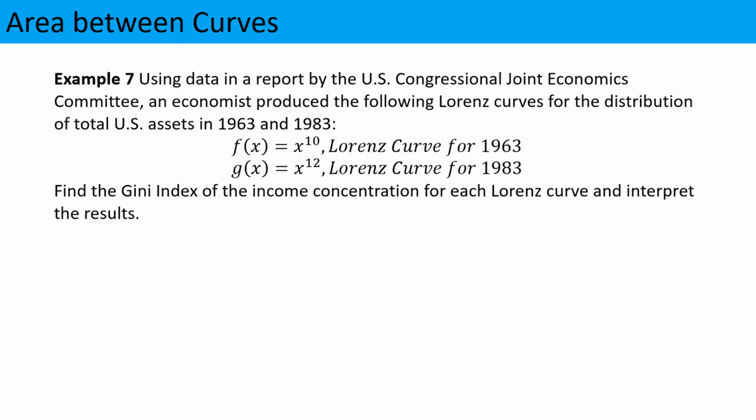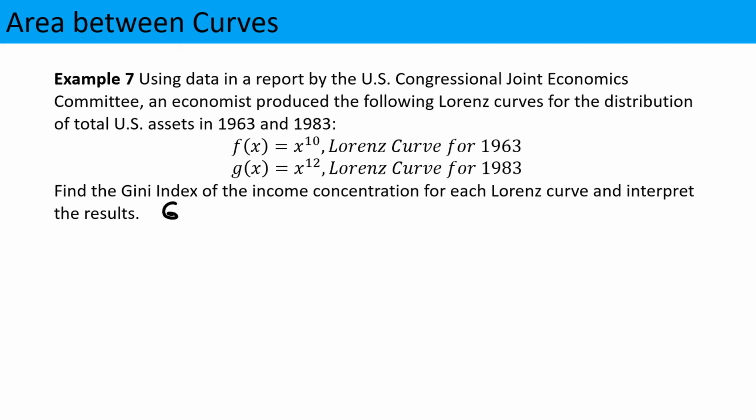Example: using data in a report by the U.S. Congressional Joint Economics Committee, an economist produced the following Lorenz curves for the distribution of total U.S. assets in 1963 and 1983. F of x equals x to the 10th, the Lorenz curve for 1963. G of x equals x to the 12th, that's the Lorenz curve for 1983. Find the Gini index of the income concentrations for each Lorenz curve and interpret the results.